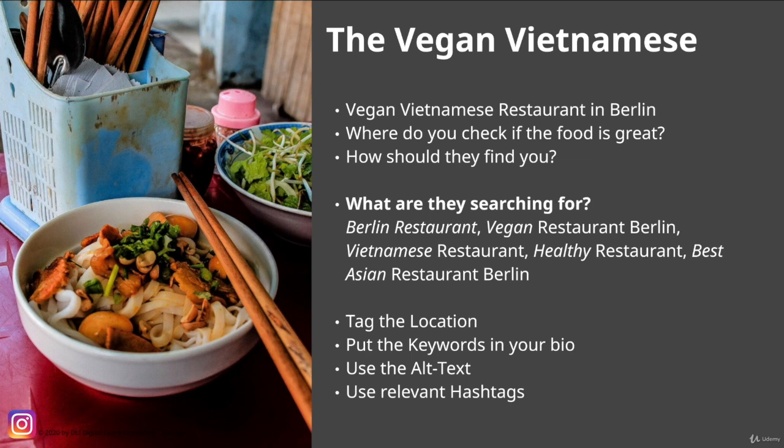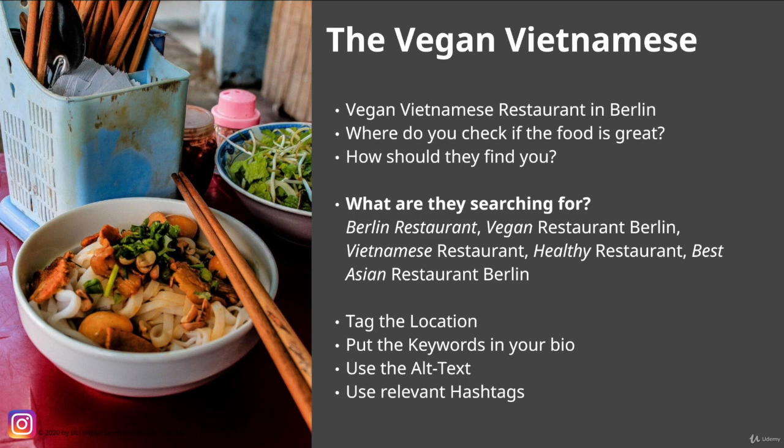How do they do this? They take their smartphone and they go on Instagram and they search, for example, for Berlin restaurant or vegan restaurant Berlin, Vietnamese restaurant, healthy restaurant, best Asian restaurant Berlin. They use different keywords to search for a restaurant. And if you would like to be shown for this search, then you need to use those keywords.